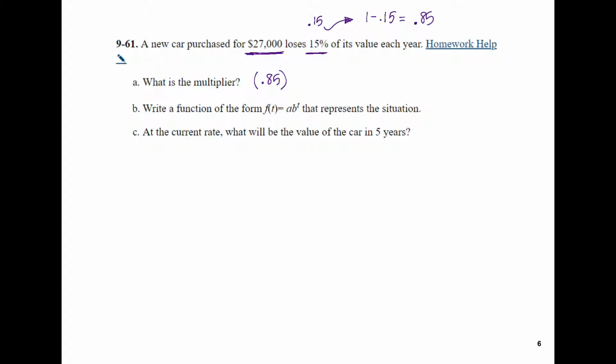Write the function of the form f of t equals a times b to the t power that represents the situation. A is your initial value. B is your multiplier for an exponential equation. So we have f of t equals 27,000 times 0.85 to the t power. At the current rate, what will the value of the car be after 5 years? 27,000 times 0.85 raised to the 5th power tells us that the car is approximately $11,980.